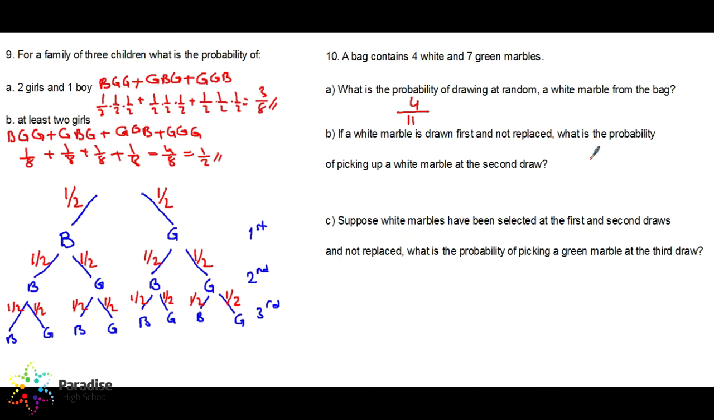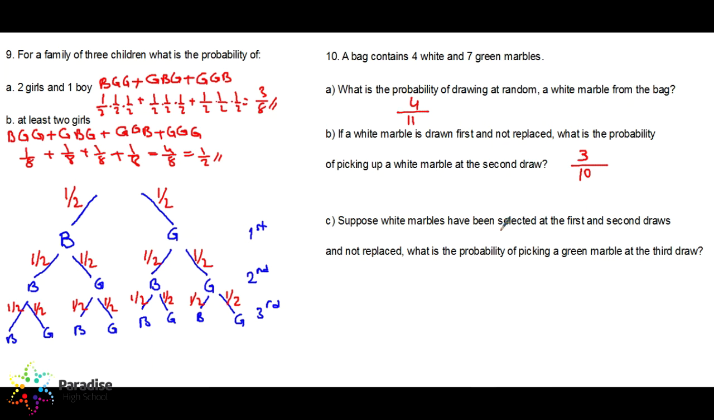Now, you drew 1 white marble, so how many marbles are left? 10 marbles left. And how many white marbles left? There were 4, but you drew 1 of them, so only 3 left. So the second time, the probability of having a white marble will be 3/10.